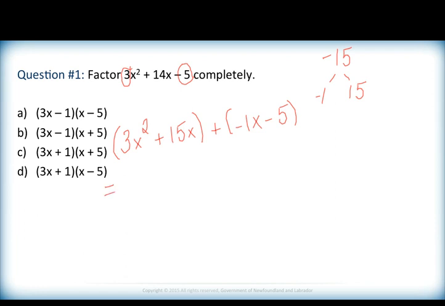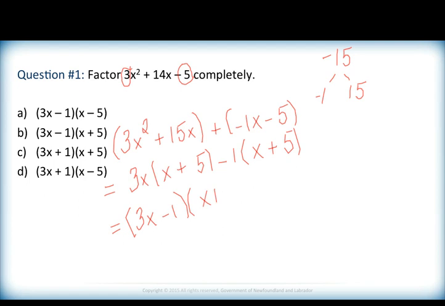Now we're going to remove the greatest common factor, which is going to be 3x, which leaves us with x plus 5. In order to get the brackets to be the same, we're going to have to remove a negative 1 here, which will give us x plus 5, the same as the other bracket, and that's what we need. If you see these brackets are not the same, you need to go back and look through your factors again. So our two binomials are going to be 3x subtract 1 and x plus 5. So our answer here is actually going to be B.